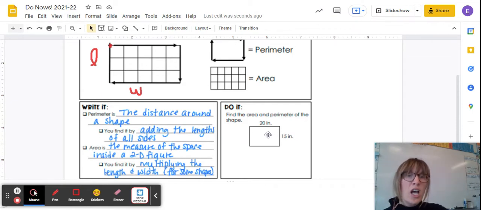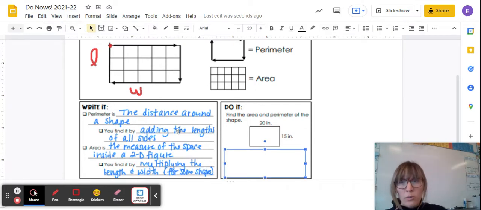So, find the area and the perimeter of this shape here. We've got a nice rectangle. We know it's a rectangle because it has two sets of parallel lines. It also has four right angles and it has opposite sides being the same length. So, find the area and the perimeter.